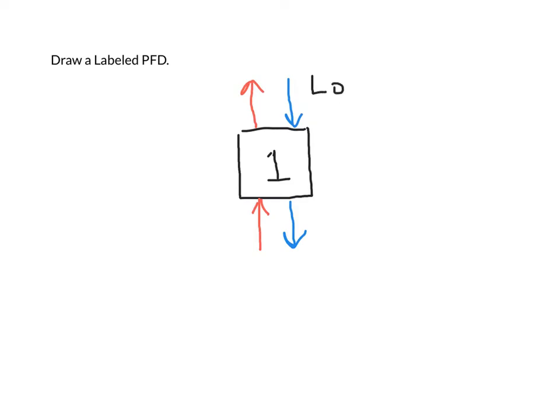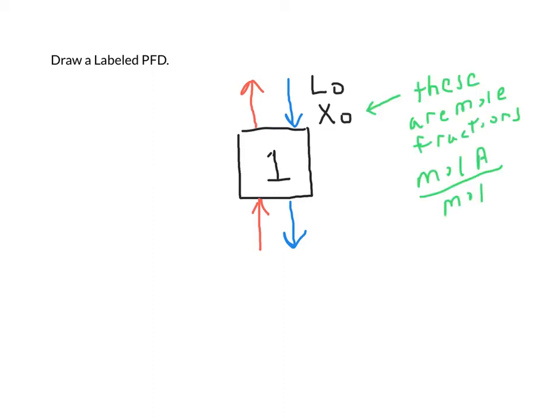We'll label these streams L0 and X0. That's coming from, you might call it, a fictitious stage above stage 1. That's our feed. Leaving stage 1, we have the liquid flow rate L1 and its composition X1. Leaving stage 1 in the gas phase, we have G1 and its composition Y1. And coming into stage 1 from stage 2, we have G2 and its composition Y2.